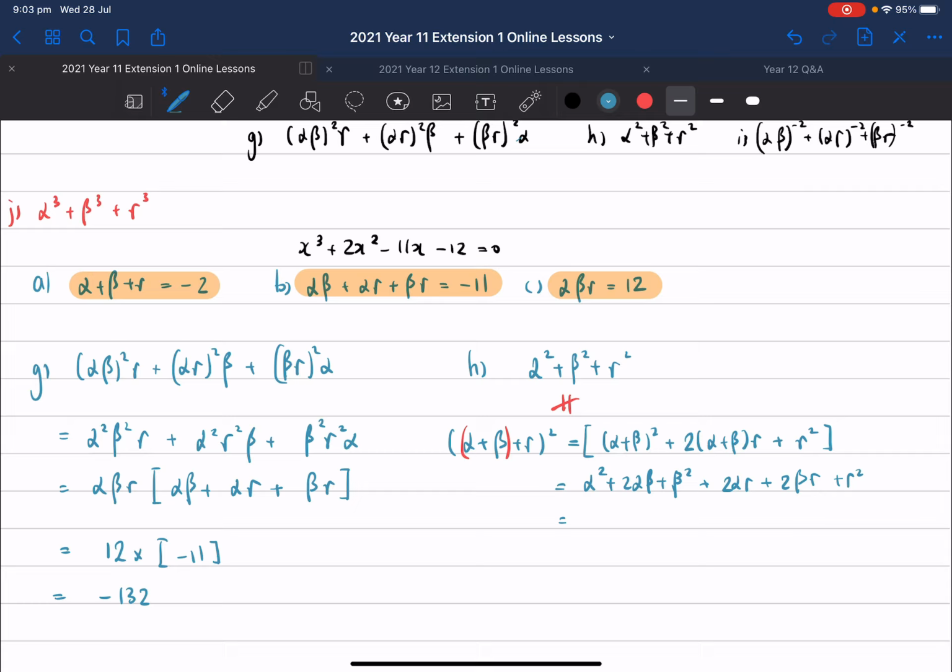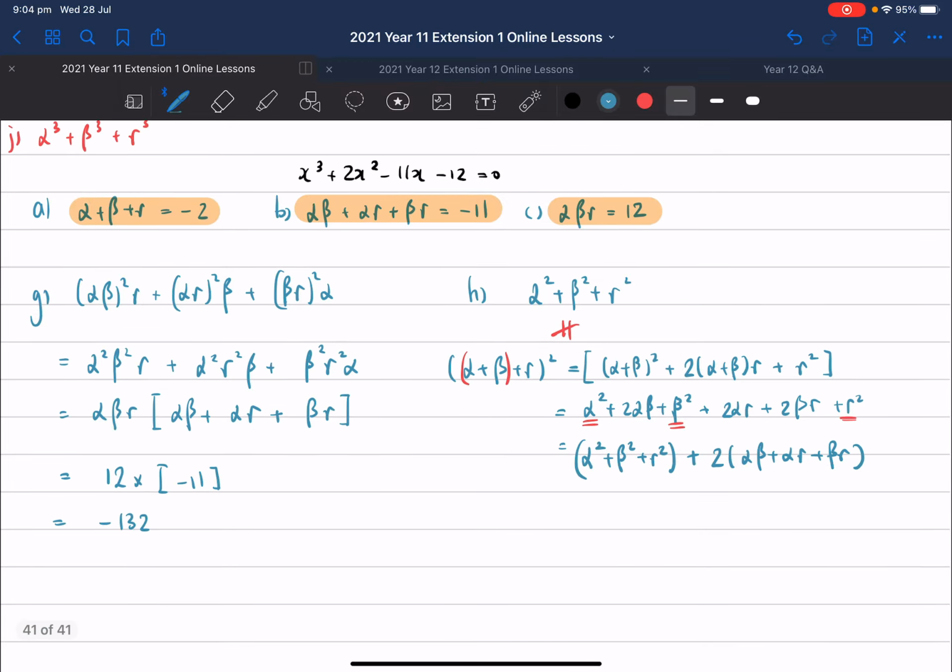All right, now if we combine, not really combine the like terms, but group the like terms where the terms all have squares in them, you end up with alpha squared plus beta squared plus gamma squared, brackets, plus 2 lots of alpha beta, alpha gamma, beta gamma. All right, so what does that really tell you? If you look at this, this is what we need to find, right? And which is here, okay?